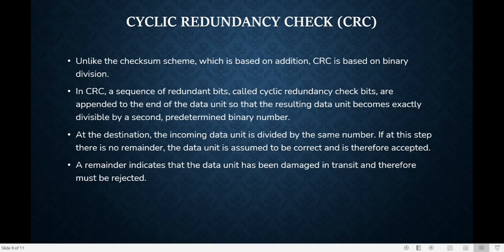At the destination, the incoming data unit is divided by the same number. If at this step there is no remainder, the data unit is assumed to be correct and is therefore accepted. A remainder indicates that the data unit has been damaged in transit and therefore must be rejected.